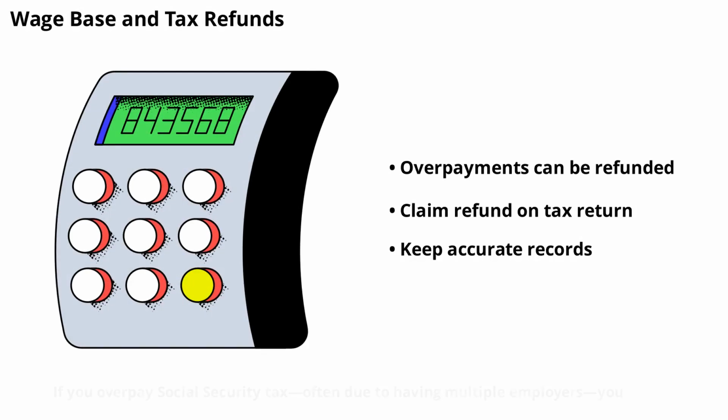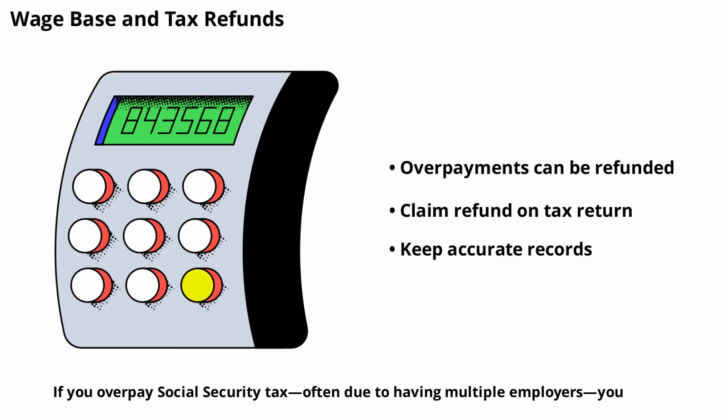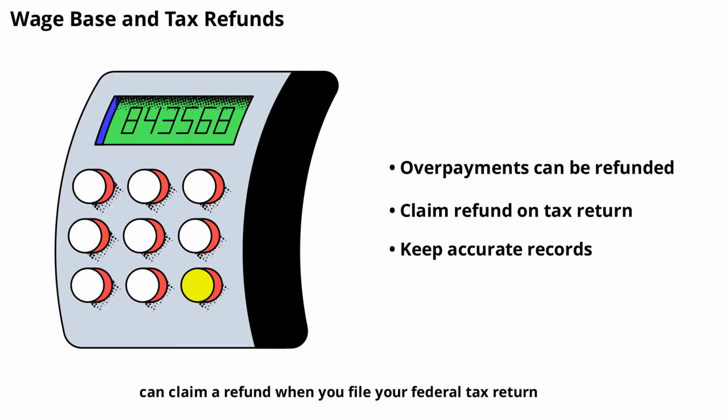If you overpay Social Security tax, often due to having multiple employers, you can claim a refund when you file your federal tax return. The IRS provides instructions for calculating and claiming this refund. Keeping accurate records of your earnings and withholdings is essential to ensure you receive any money you're owed.